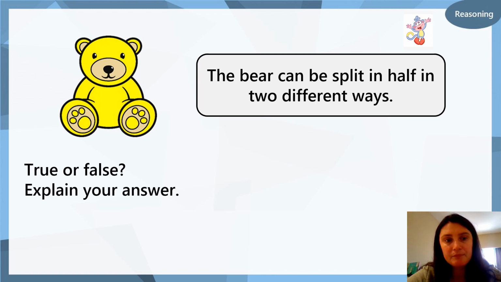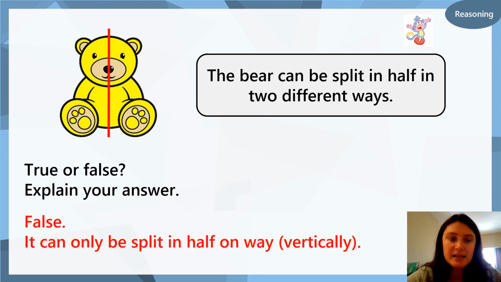Look at the bear and think about an up-down line. Will that split the bear in half? Will each side be the same? Next, I want you to think about a cross line. Will each side be the same if you did an across line? What do you think? Talk to a grown-up at home and tell them what you think.